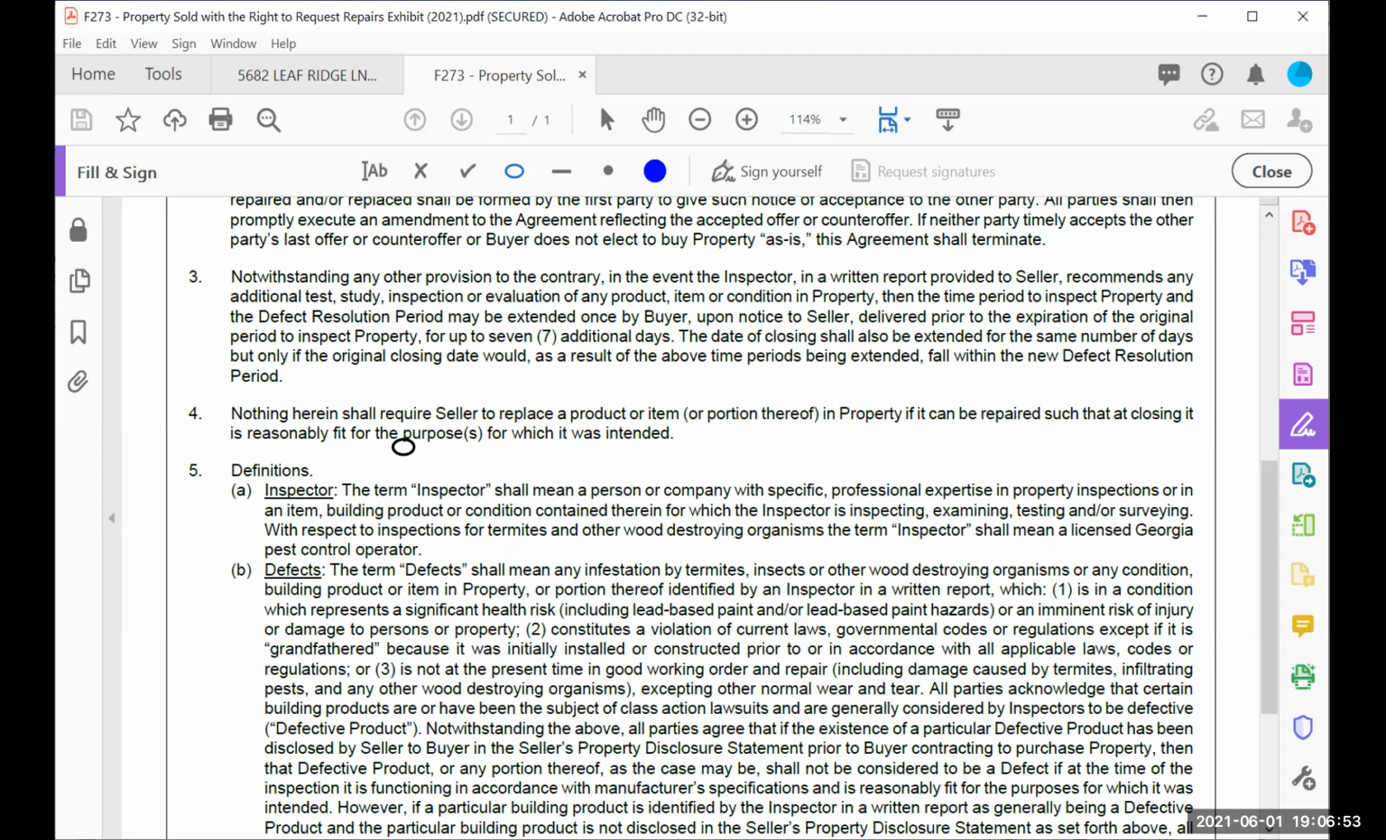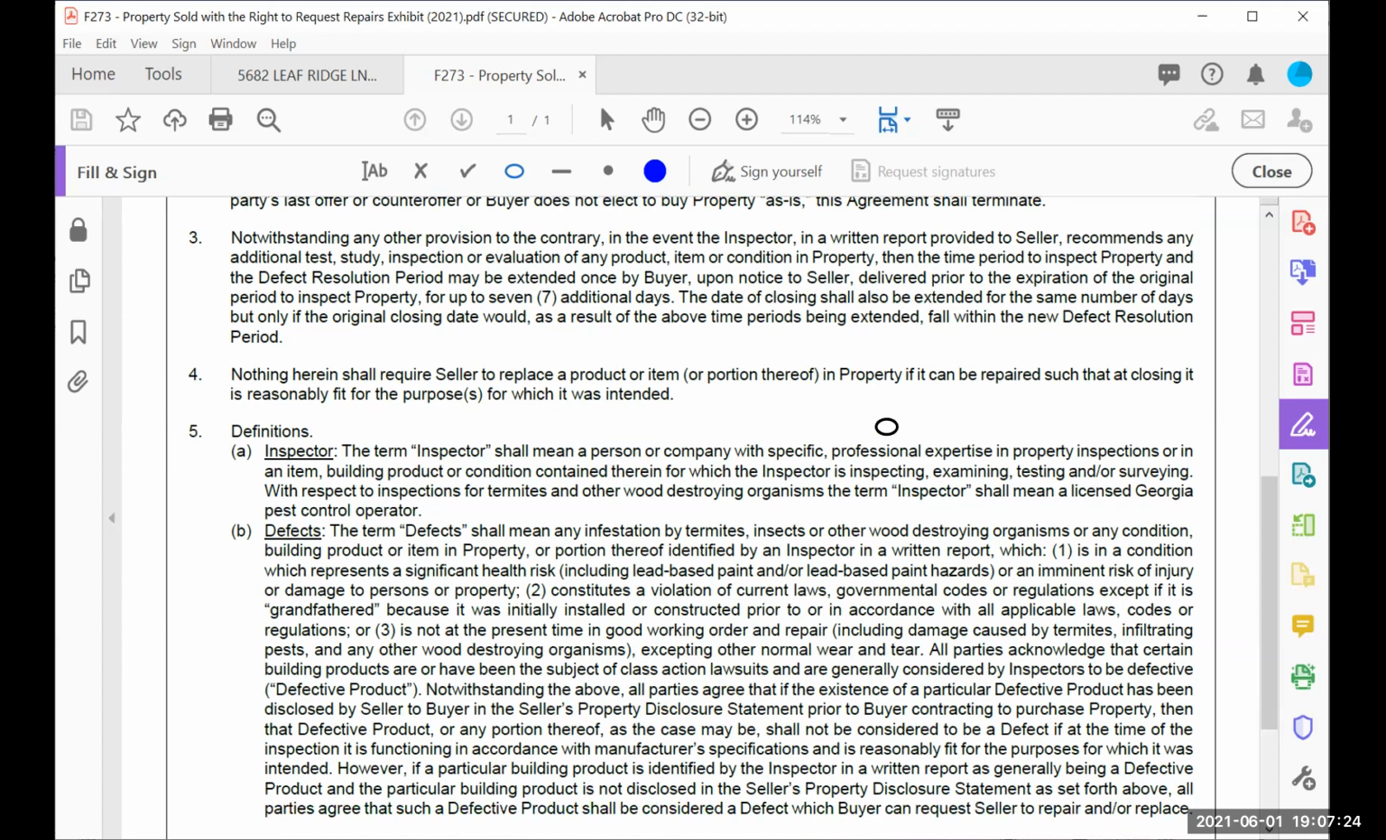You can ask all you want. And buyers and buyers agents get upset when sellers say no. Sellers have the option to say no. Nothing herein requires the seller to replace a product, an item in property if it can be repaired so that at closing, it's reasonably fixed. A lot of times there might be something that's defective or broken and the buyer asks for a new one. And the seller says, no, I ain't getting a new one. That's a $300 fix. I'll fix it. So just letting you know that they don't have to replace it.